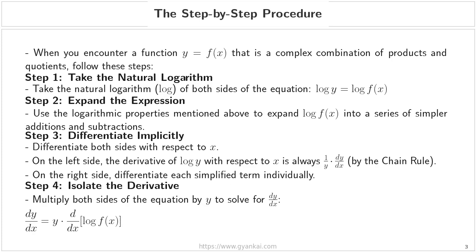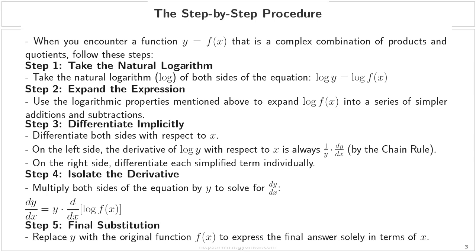Step 4 is to isolate the derivative. Since our ultimate goal is to find the value of dy over dx, we need to move the 1 over y term. We do this by multiplying both sides of the equation by y. This results in dy over dx equaling y multiplied by the derivative of log f of x.